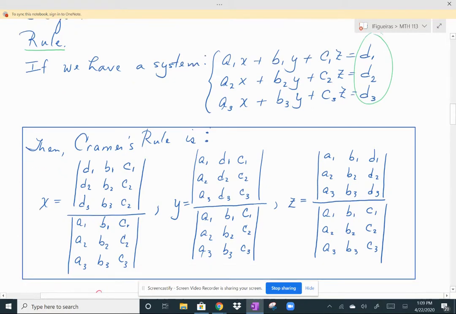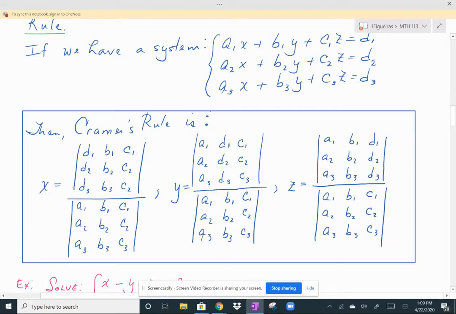Similar result for y and z. Let's talk about y first. Because we're solving for y, that means that the b's get replaced with the constants of d's, but everything else stays the same. The denominator is the same. The column of a's, the x column, remain in their position, and the c's remain in the third column. And then when we solve for z, again, the denominator is the same all throughout, but in my numerator, the column that gets replaced is the one associated with z, which are the c's, and those get replaced with the constants of d sub 1, d sub 2, d sub 3.